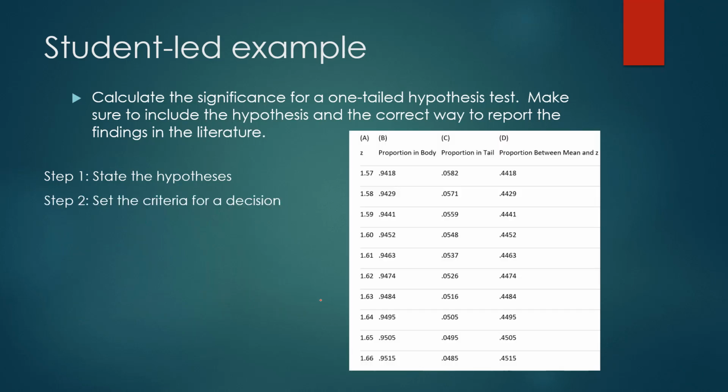Next, we need to set the criteria for the decision. So again, we're going with an alpha of 0.05. So we need to come over here. We find 0.495. We find our critical z is going to be 1.65. And again, you can just remember that. You don't always have to look it up.